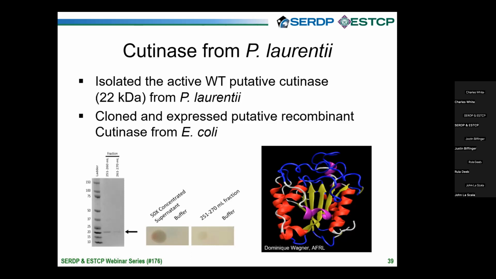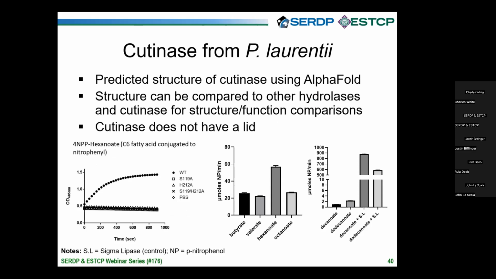Also, researchers at AFRL have now taken that sequence and used AlphaFold in order to come up with the potential structure of this cutinase. And we see here that the cutinase has no lid. And as I said, the predictive structure was based on using AlphaFold. And of course, the structure can now be compared to other hydrolases and cutinases in order to come up with structure-function comparisons. And this is exactly what we planned for the Naganitia hydrolase that we can isolate in the near future.